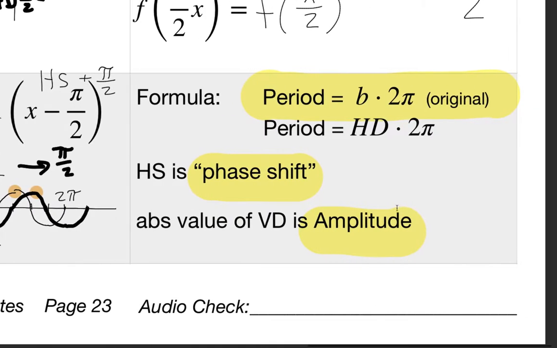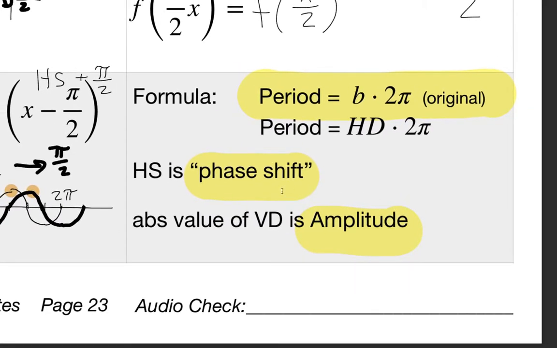So some terminology. We've talked about horizontal shifts and vertical dilations and horizontal dilations before, but when you talk about it specifically with trig functions, then you can say that the horizontal shift is what most people call just the phase shift. That's trig functions only, or periodic functions only. The absolute value of the vertical dilation is the amplitude. We've seen that before. It's just an easier way to talk about it now.